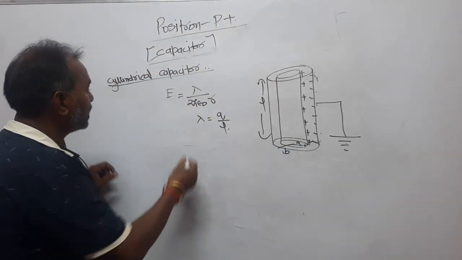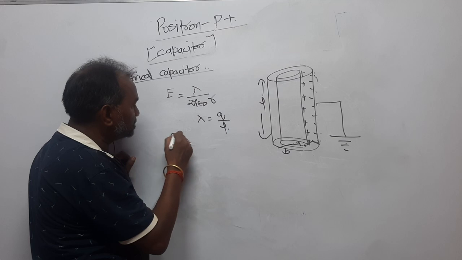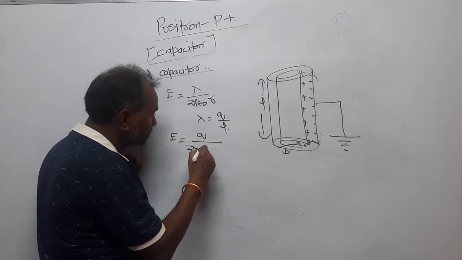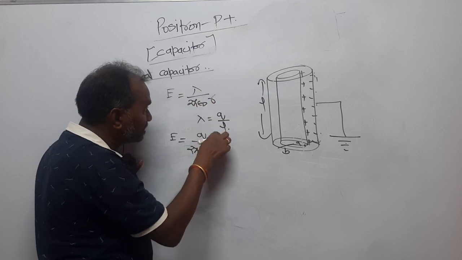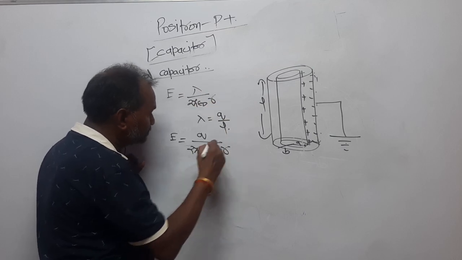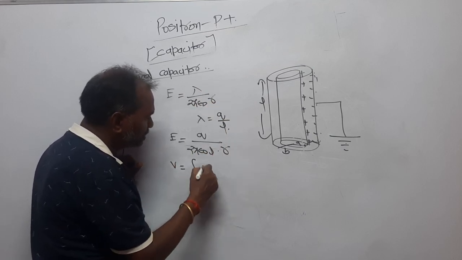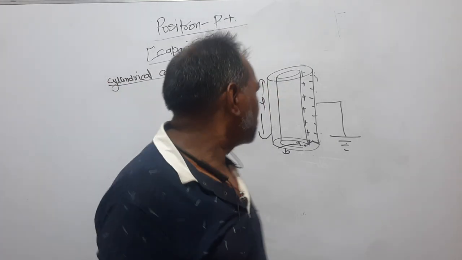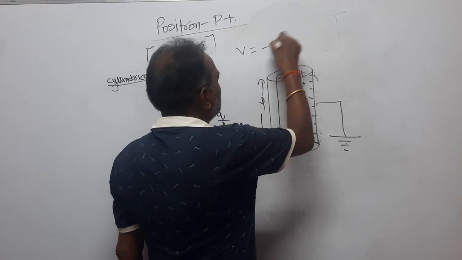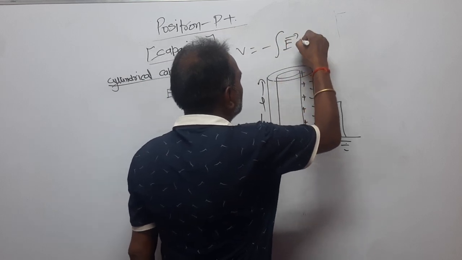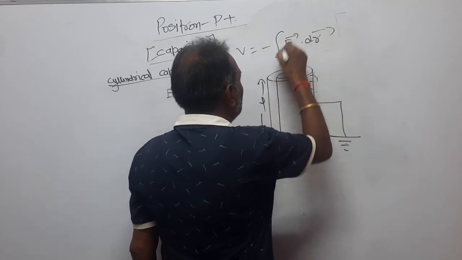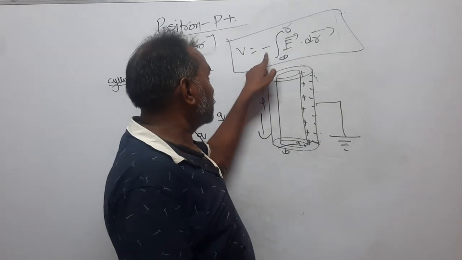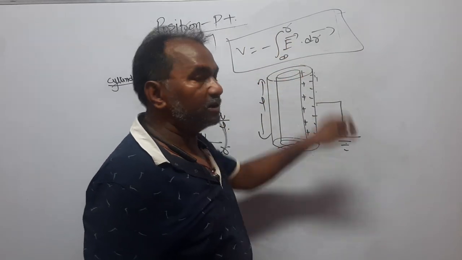So dear students, I am replacing lambda with Q upon L, so it is Q upon 2 pi epsilon naught L R. You know V is equal to E dR, but I am not applying that. Actually, you know the electric potential is defined as minus integral E dot dr from infinity to R. This is the actual formula: V is equal to minus integral from infinity to R of E dot dr.